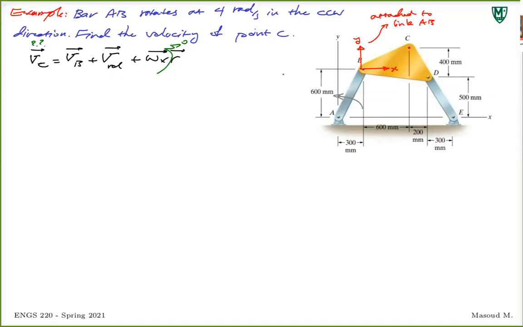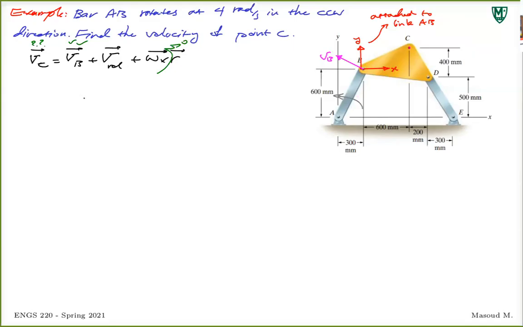VB we know, right? VB is part of link AB, so VB is similar to the previous example. If we have omega in this direction, this would be the direction of VB. So we know its magnitude and its direction. Good.